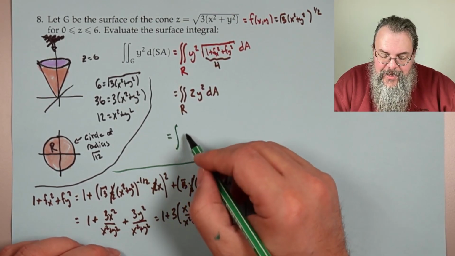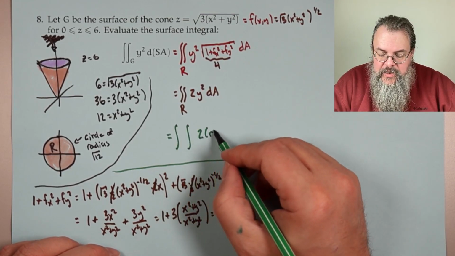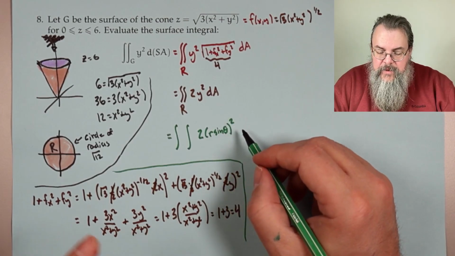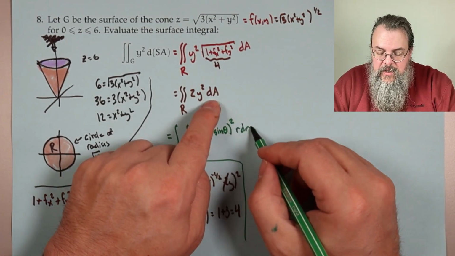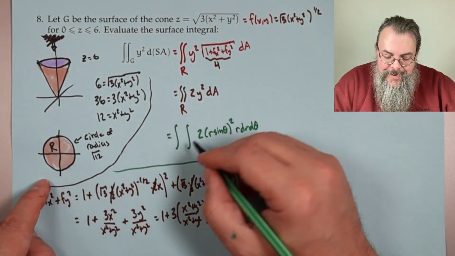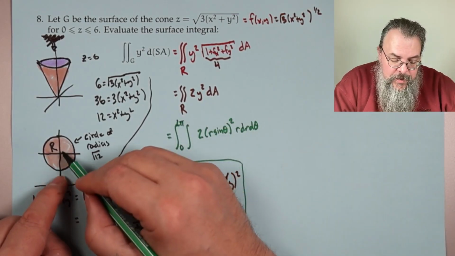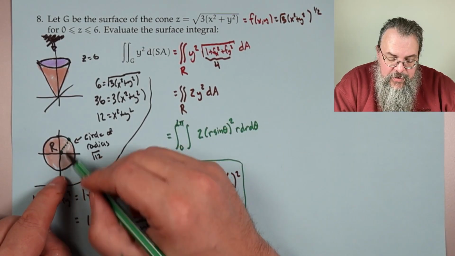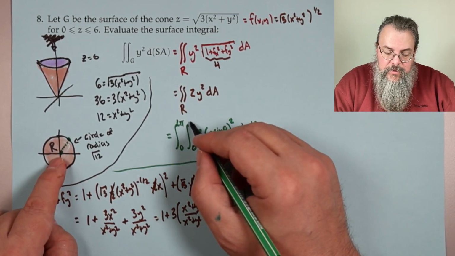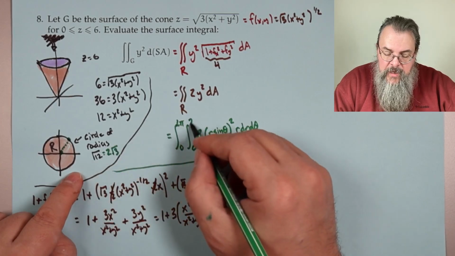Okay, integral of 2 r sine squared theta. And then we're going to have our r dr d theta. And where does theta go? All the way around. 0 to 2 pi. Where does r go? Well, from the center out to the circle. And so from 0, the origin, out to square root of 12. And square root of 12 is another way to say 2 square root of 3.